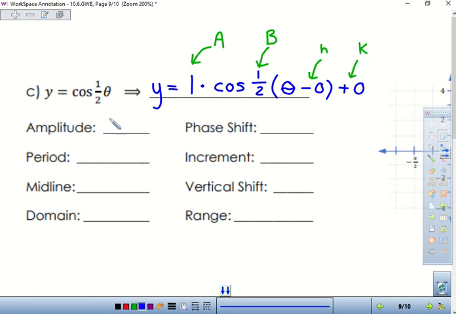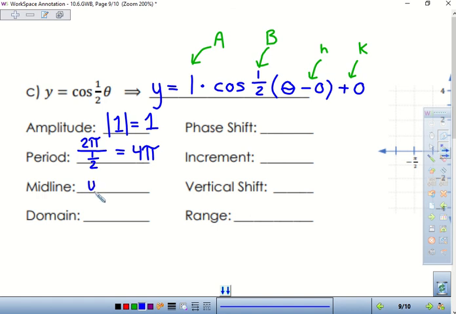So in this case, our amplitude is going to be the absolute value of 1, which is 1. Our period is going to be 2 pi divided by 1/2, which is actually 4 pi. So do we have any predictions on what this is going to do to our graph? This graph takes a whole 2 rotations around a circle to complete itself, meaning it's going to go slower. The period's going to go slower.